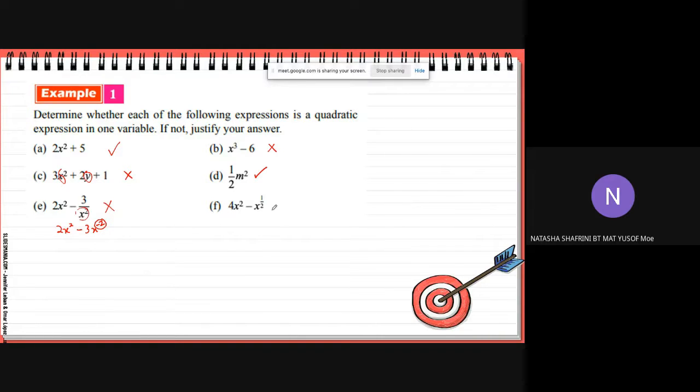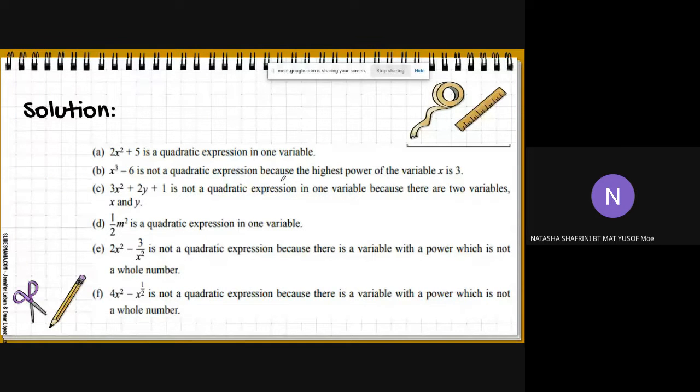Okay, so ini jawapan. Okay, betul lah. Semua awak jawab tadi tu dah betul. Ini nanti boleh tengok lah. Tadi kita dah bincang verbally, kenapa dia quadratic, kenapa bukan quadratic.